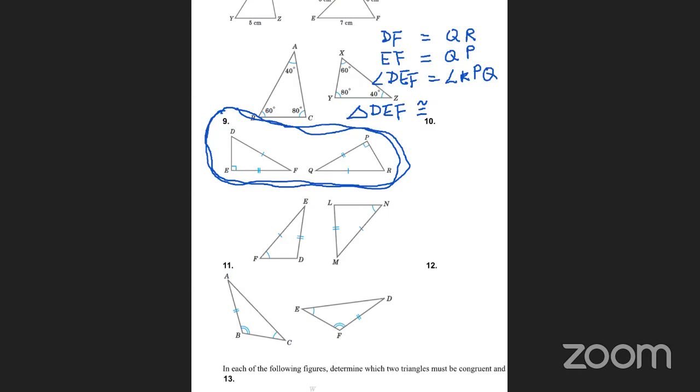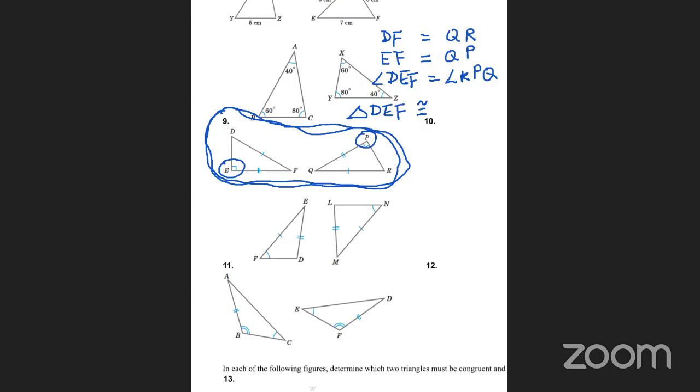Now this one. When we write down the pairs of congruent triangles, we need to follow the correspondence, telling people which angle corresponds to which one. For example, this angle D here, maybe it is easier if we look at the right angle first. Now obviously E corresponds to P, because the right angle is here.